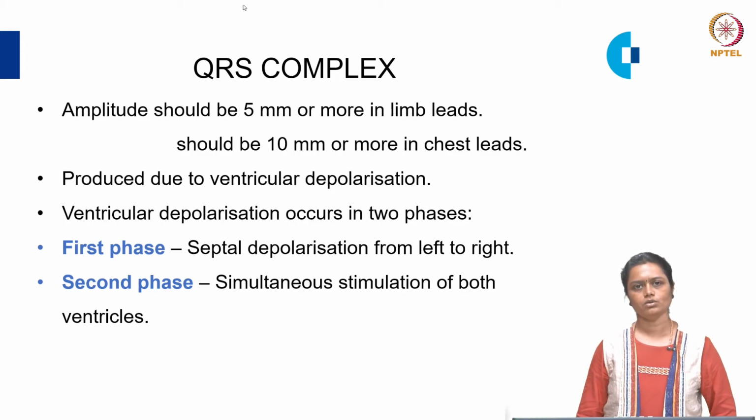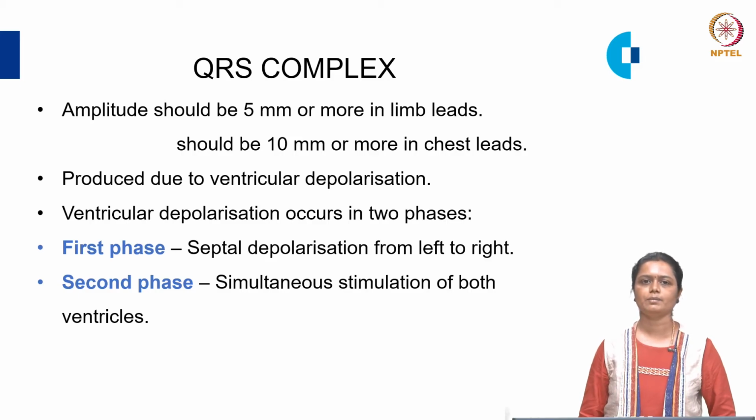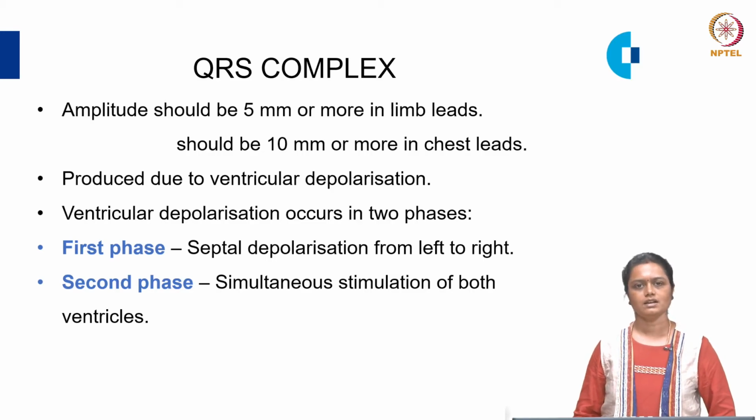As we all know, ventricular depolarization is recorded as the QRS complex. This ventricular depolarization happens in 2 phases. The first phase is the septal or interseptal depolarization, which proceeds from left towards the right. The second phase is the depolarization of the bulk of both the ventricles, right as well as left, but the left ventricle is electrically predominant compared with the right ventricle.